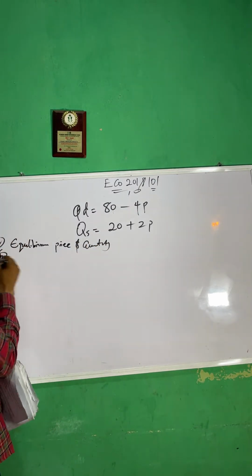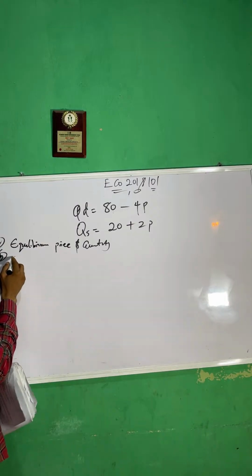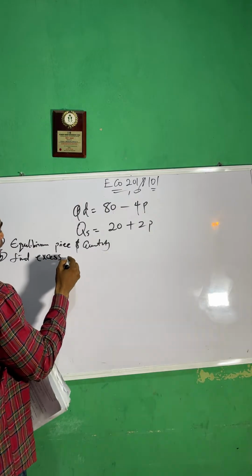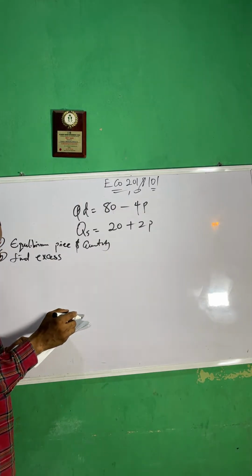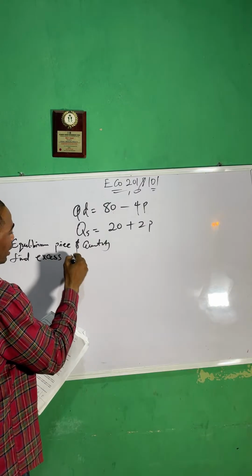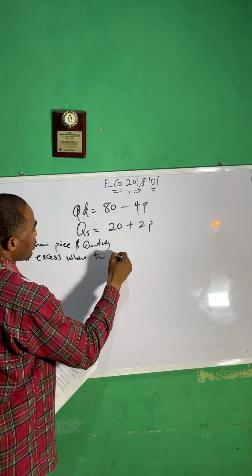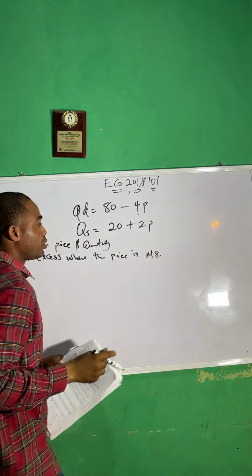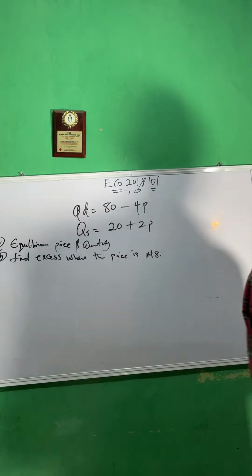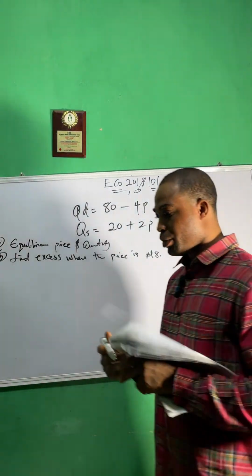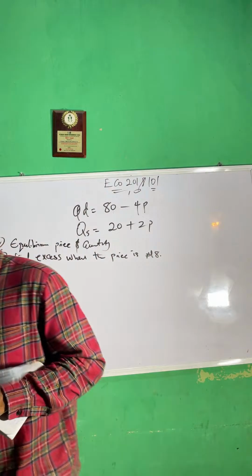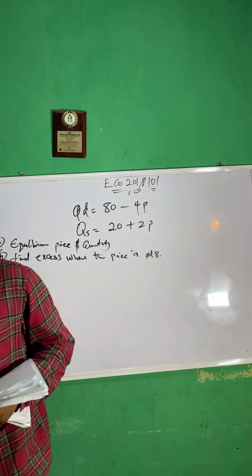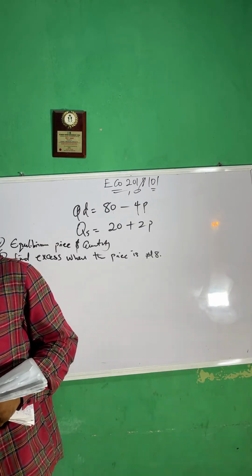Question 2 can tell you to find the excess, either the excess demand or the excess supply, when the price is 8 naira. I just use that one as an example. Find the excess when the price is 8 naira.